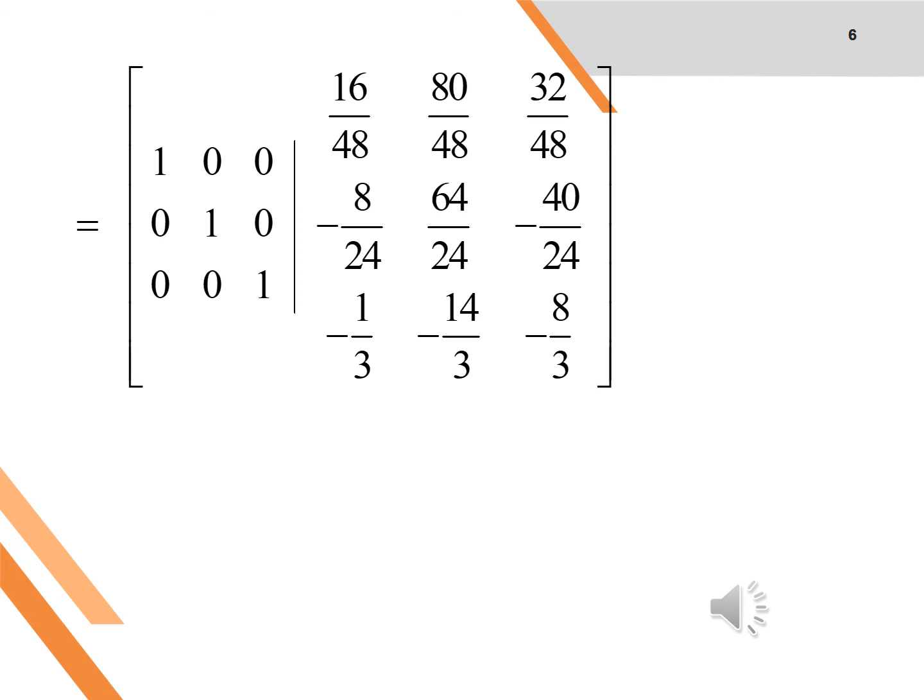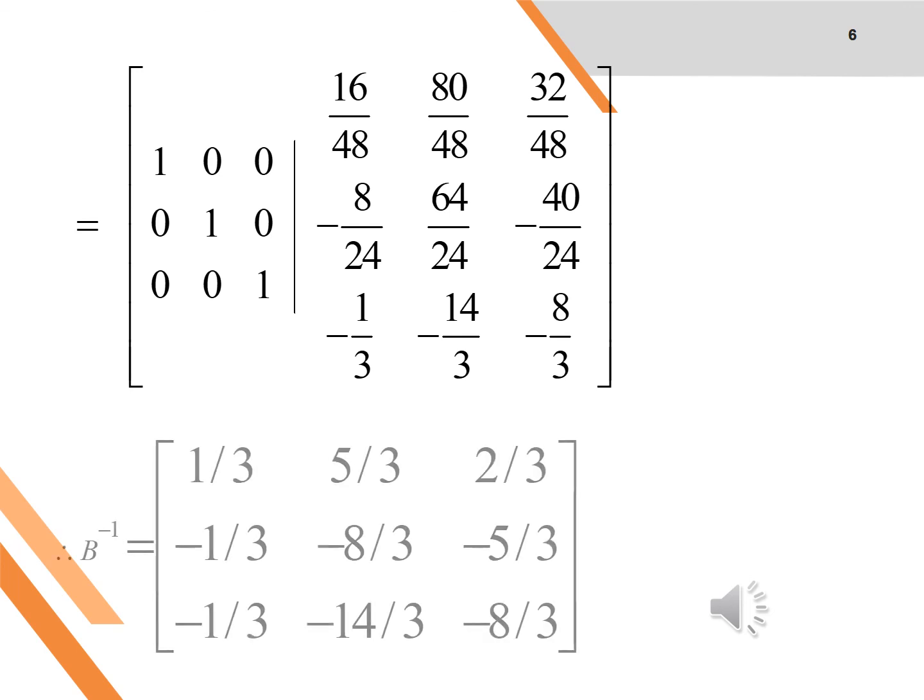Okay, we have finished the elementary row operation. On the left hand side, you already have the identity matrix. How about the right hand side? The elements in the right hand side are 16 over 48 or 1 over 3, 5 over 3, 2 over 3, then negative 1 over 3, negative 8 over 3, negative 5 over 3 for the second row. And finally for the third row, negative 1 over 3, negative 14 over 3 and negative 8 over 3. So this is the inverse of matrix B.